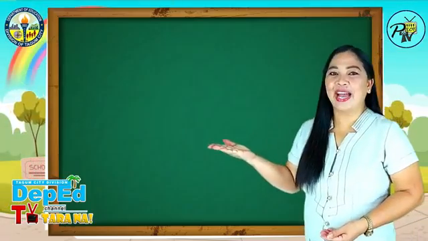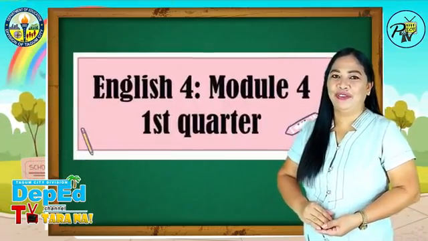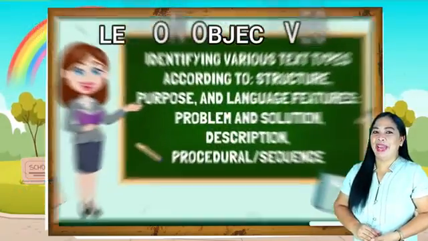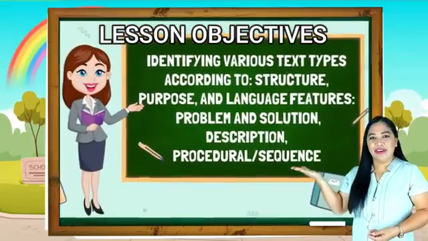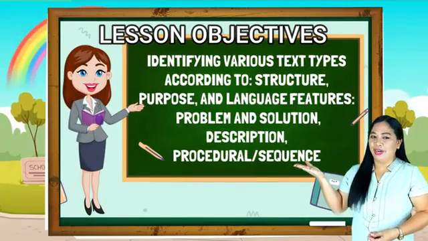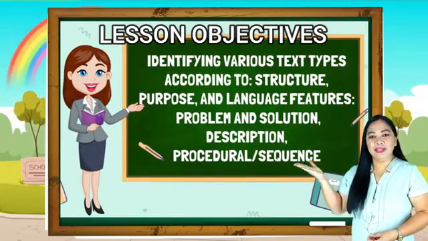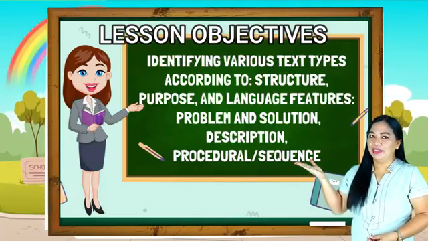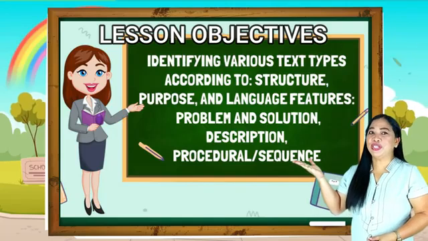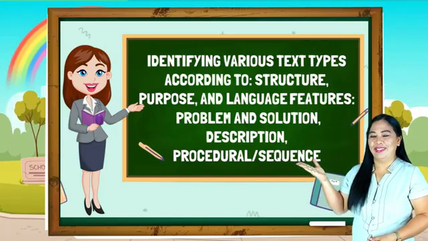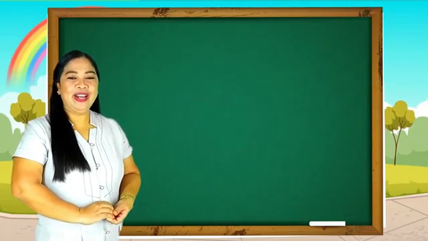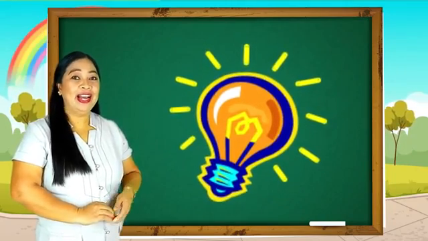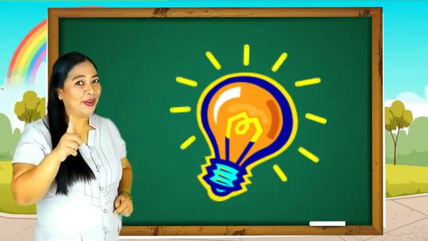Today, we are going to tackle English for Module 4, Quarter 1. At the end of this session, you will be able to identify various text types according to structure, purpose, and language features: problem and solution, description, procedural, or sequence. Before we start with a new lesson, let us check first if you have already an idea about it. Are you ready?